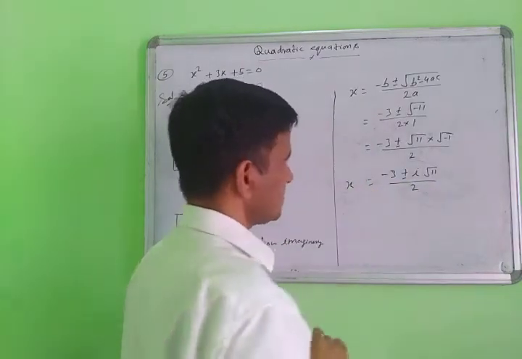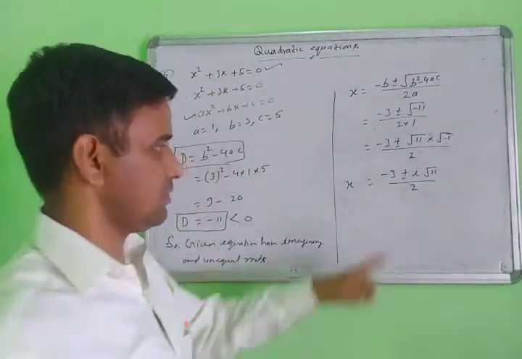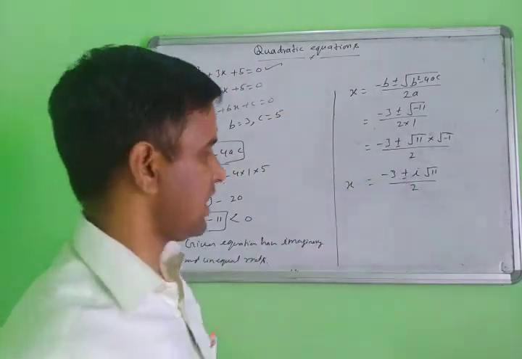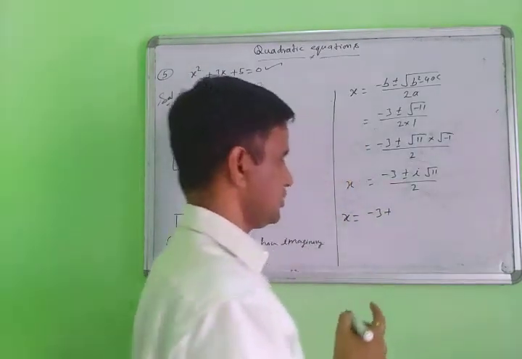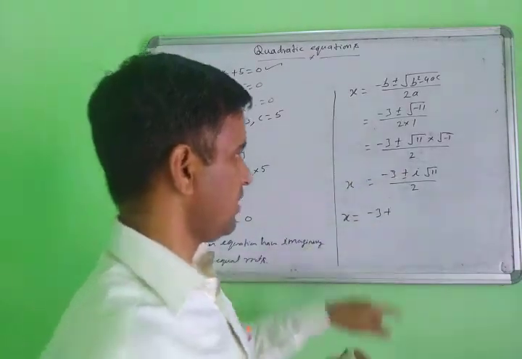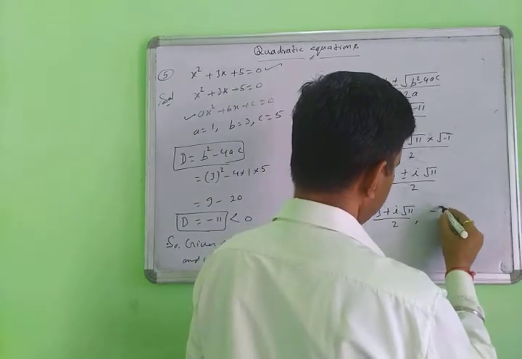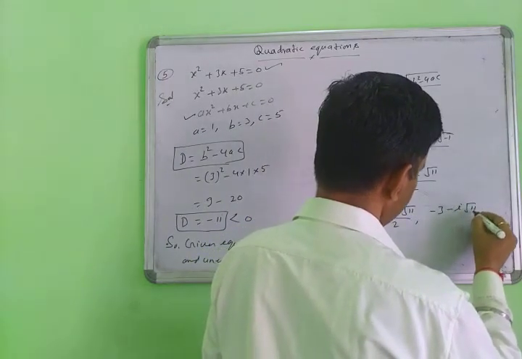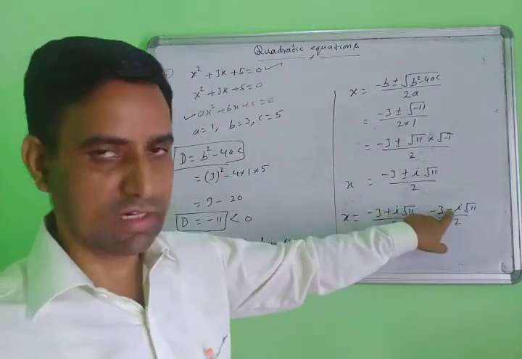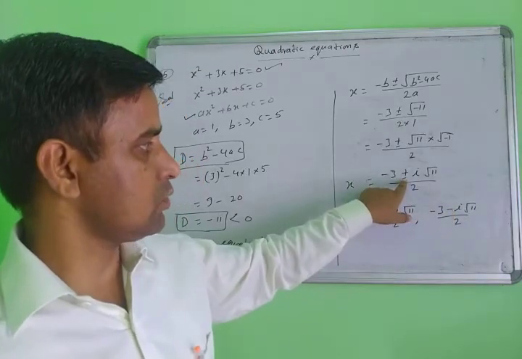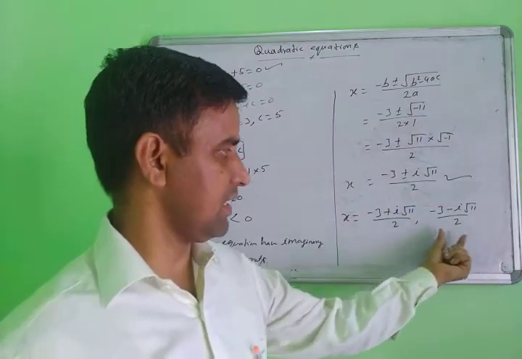So this is the root of the given quadratic equation. There are two roots, plus minus, so write them in separate form. x equals minus 3 plus iota root 11 upon 2 is the positive form, and the second is minus 3 minus iota root 11 upon 2 is the negative form. Because you have two roots, write them separately, positive and negative. This is your answer.